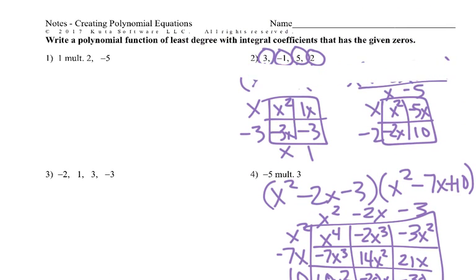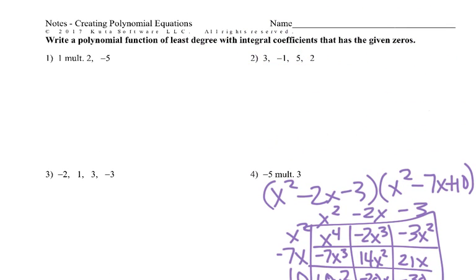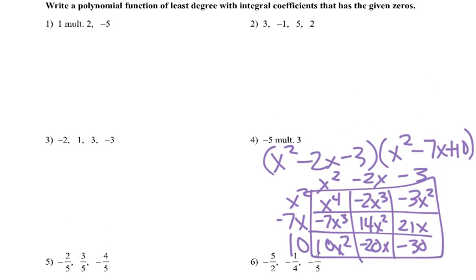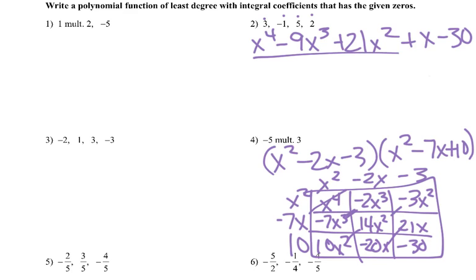So for our first one, clear some space here. Okay, we end up with x to the 4th, because we have 4 zeros, right? So x to the 4th, then minus 9x cubed, then 10 and 14 is 24 minus 3, positive 21x squared, then just 1x minus 30. So there's my 4th degree polynomial.